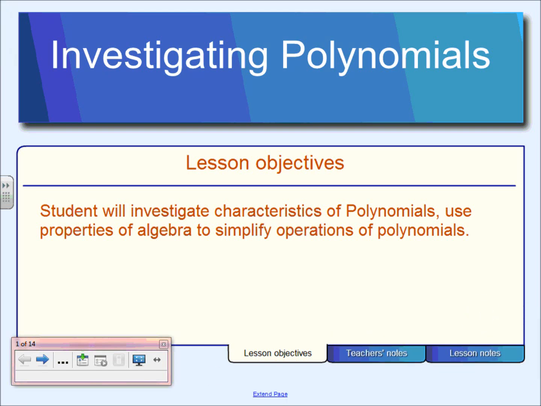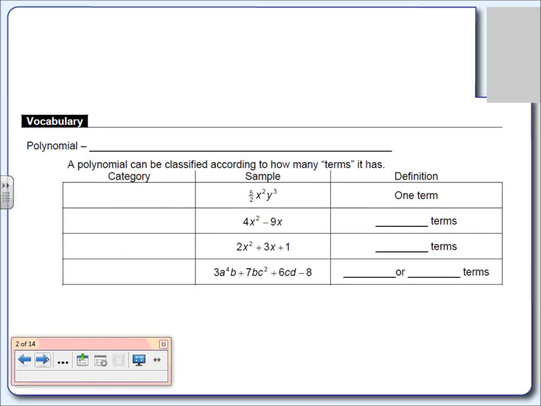Now, polynomials we're going to be looking at. Students will investigate characteristics of polynomials. You'll be using some properties from algebra to simplify and use some operations on those polynomials. All right, so here we go. Since we are going to be working with polynomials, it's nice to know what is a polynomial.